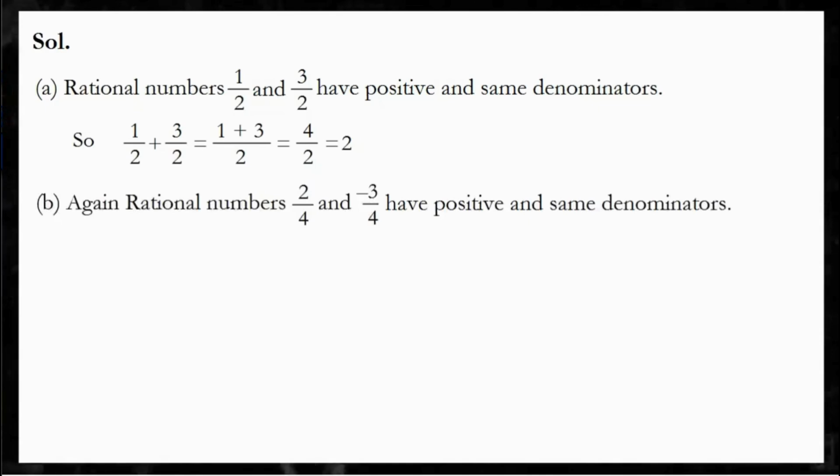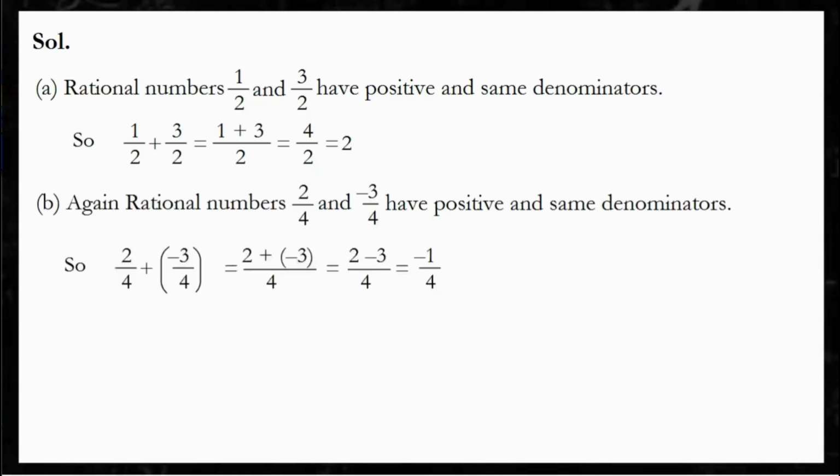B. Again, rational numbers 2 by 4 and minus 3 by 4 have positive and same denominators. So, 2 by 4 plus minus 3 by 4 is equal to 2 plus minus 3 by 4, which is equal to 2 minus 3 by 4, which is equal to minus 1 by 4.